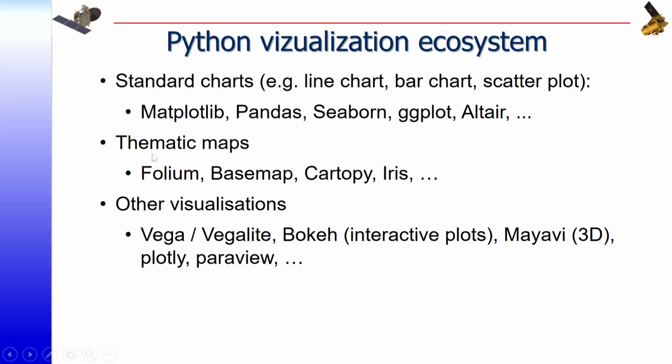For mapping thematic maps using Python, there are again a set of modules. Folium, Basemap, Cartopy, and Iris are some of them. Then there are other visualization systems or modules in Python, such as Vega or Vega Lite, Bokeh, which is for interactive plots, Mayavi, which is for 3D plots, Plotly, and Paraview.